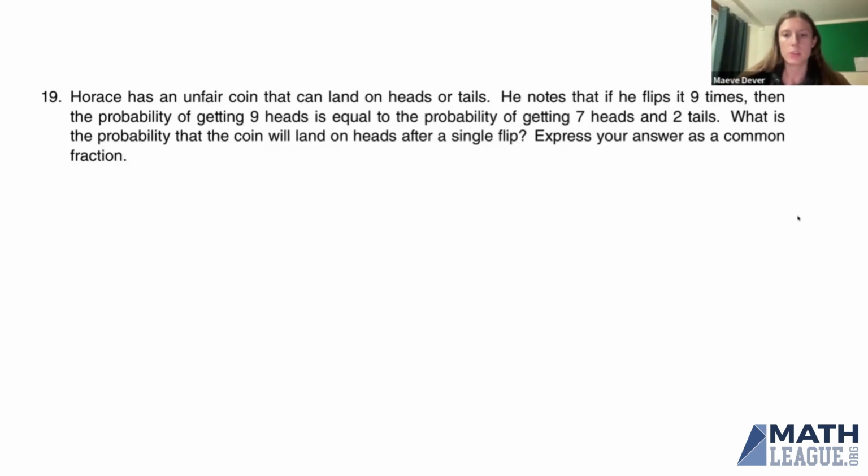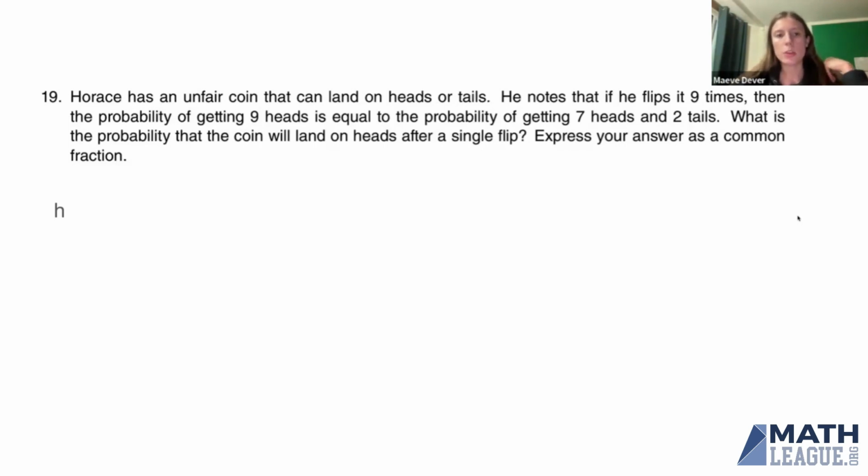Okay, so what are we asking for? The probability that the coin will land on heads after a single flip. That seems like the kind of thing that could have a variable. Let's call it h for heads. So h is some probability. It's going to be somewhere between 0 and 1. And hopefully it's going to be a common fraction, right?